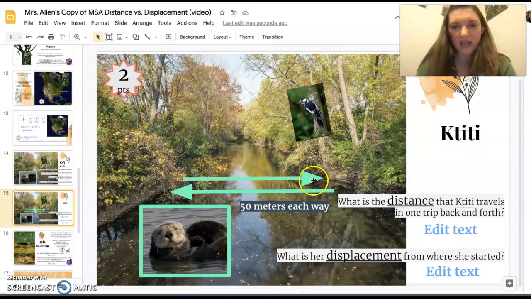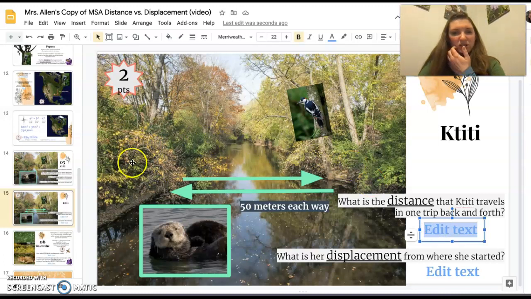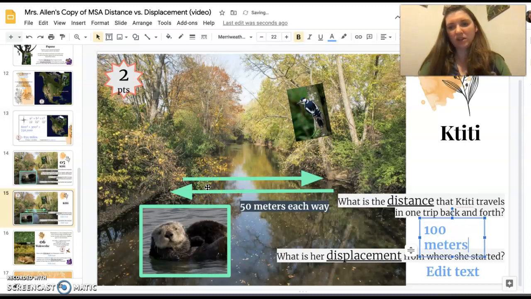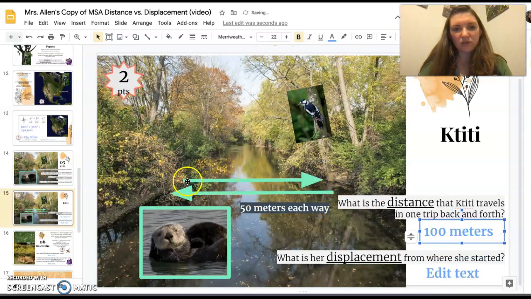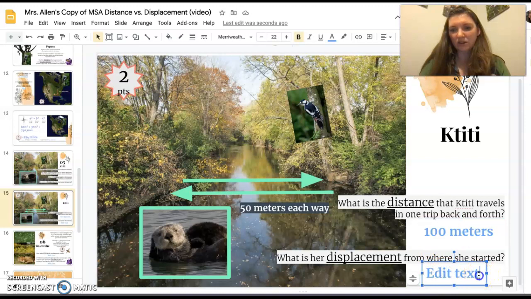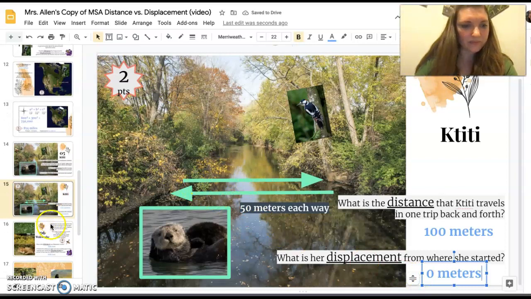Okay, so then we have this otter. So this otter is going back and forth across the river, and we want to know the distance that she travels in one trip, and we want to know the displacement. So the distance, 50 meters each way, so 50 plus 50 is 100 meters. But the displacement, she's ending up right where she started. So this is another one where there is 0 meters of displacement. That'd actually be pretty hard to do on a river, but that's okay.